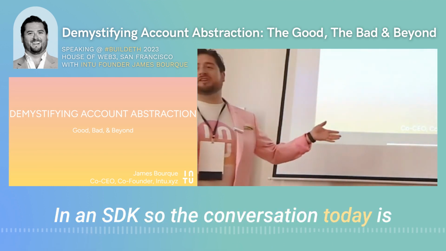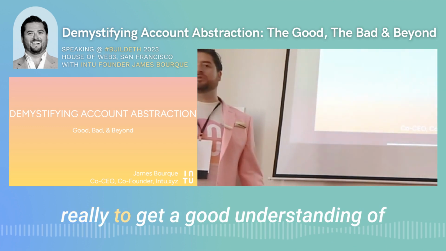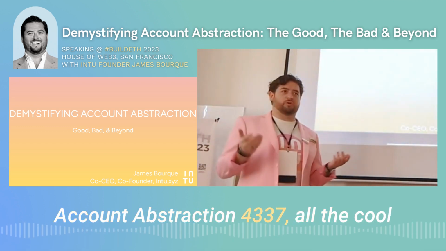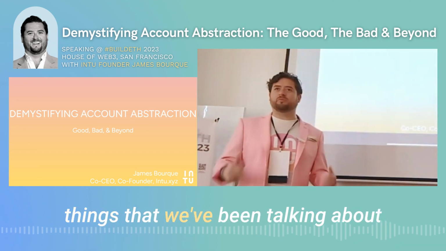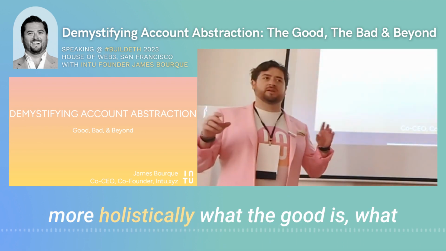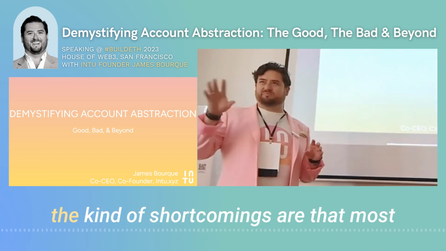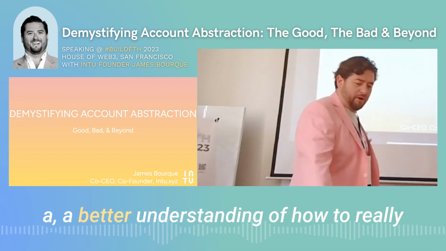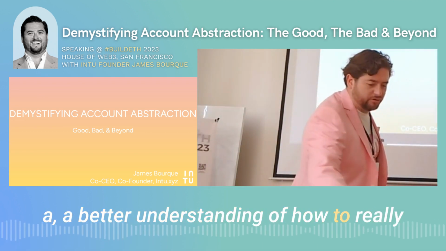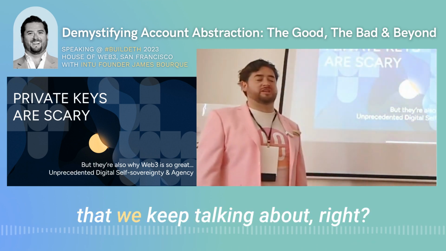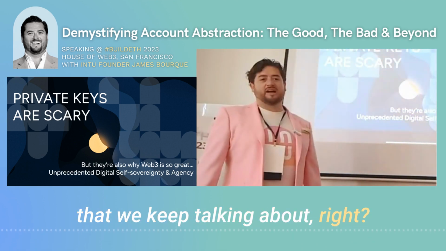But we are talking about account abstraction today. So the conversation today is really to get a good understanding of account abstraction, 4337, all the cool things that we've been talking about since Denver, but also kind of look at more holistically what the good is, what the shortcomings are that most people aren't talking about yet, and getting a better understanding of how to really fix UX for this next billion users that we keep talking about, right?